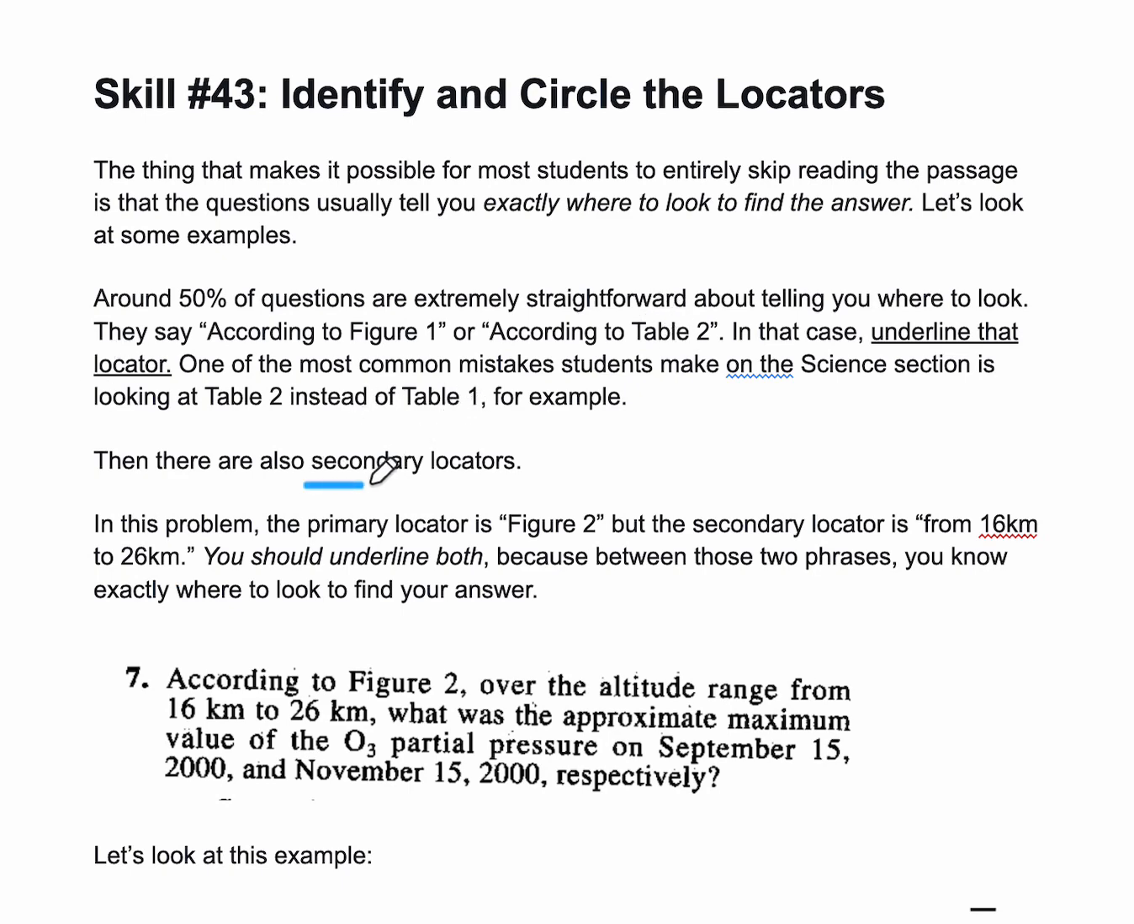And then there are also secondary locators. Secondary locators tell you where to look within the table, for example. So let's look at this example. According to figure 2, we're going to underline that, over the altitude range from 16 kilometers to 26 kilometers, that's the secondary locator. That's telling you where to look specifically in figure 2. You're going to have to look at just that part, the 16 to 26 part. What was the approximate maximum value of the O3 partial pressure, and so on. So then you have to look at those specific tables. You can even call that a third locator, but that's maybe going a little bit too far.